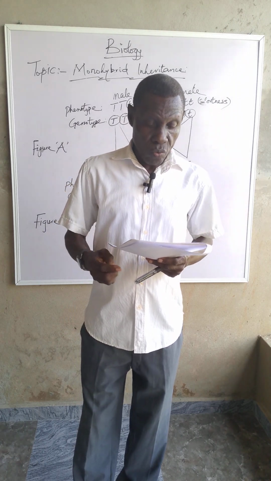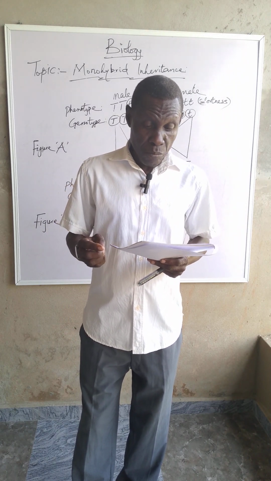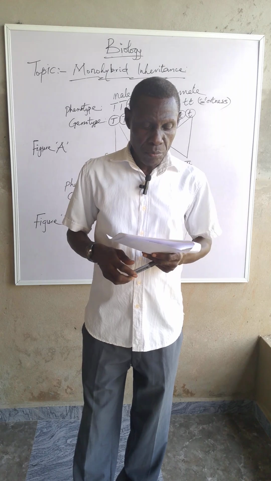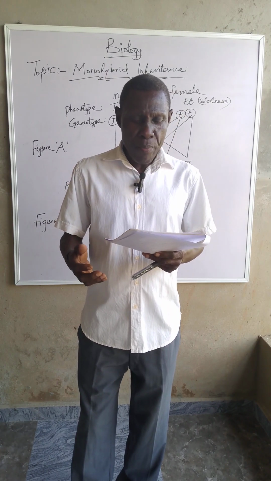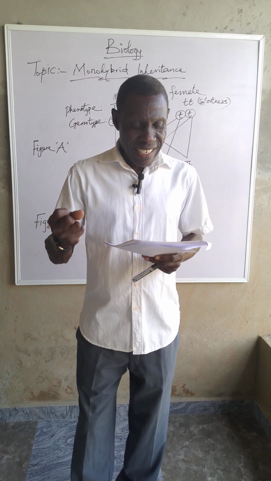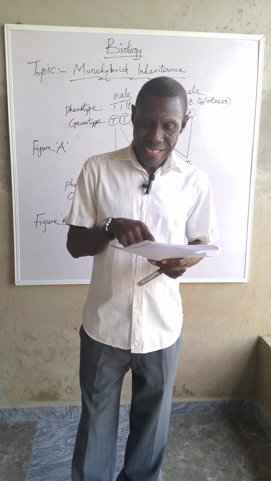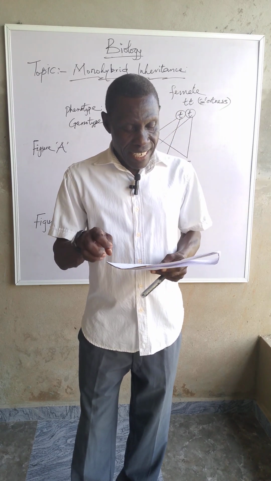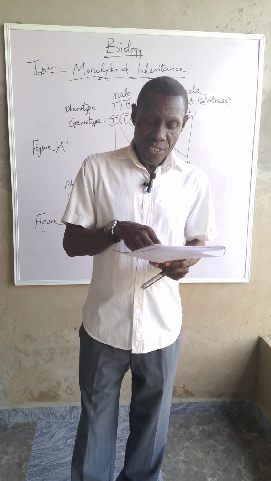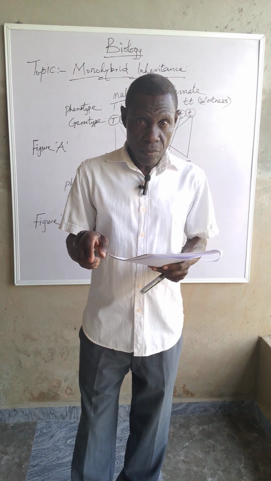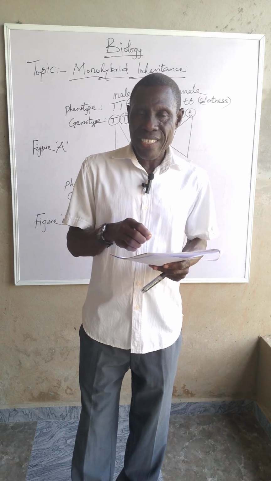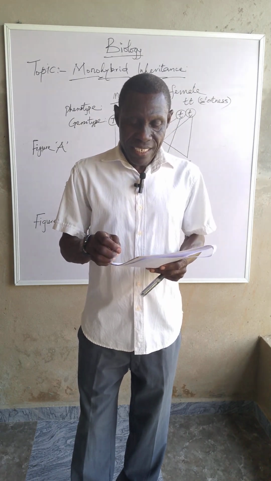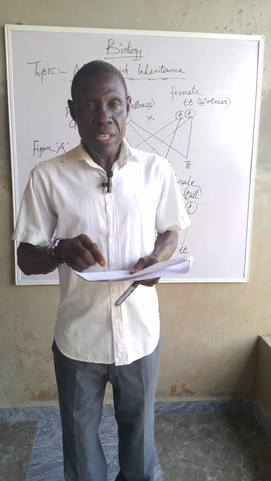Now, in stage two, he proceeded to plant both the tall plants and the short plants. By the time flowers were produced, he collected the pollen grains of the tall plants, tagged it as the male, and pollinated the stigma of the short plant, which he tagged the female. Then he also collected the pollen grains of the short pea plants and pollinated the stigma of the tall pea plants.